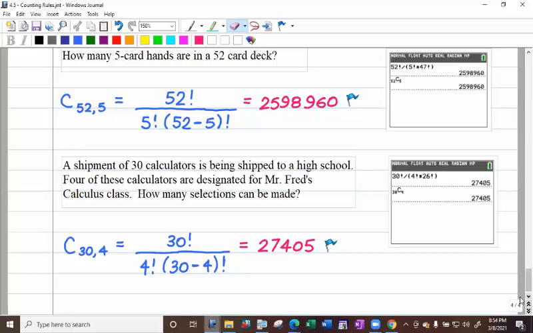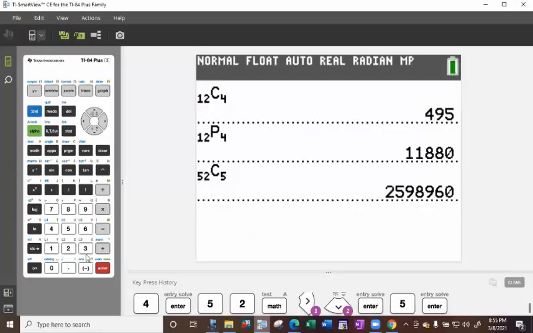That's fine. A shipment of 30 calculators is shipped to a high school. 4 of these calculators are designated for Mr. Fred's calculus class. How many selections can be made? No order. So there's just 4 defective ones floating around there, so 4 defectives. So you just choose, they're not order specific. So it'd be 30 choose 4. And that's going to be 27,405.